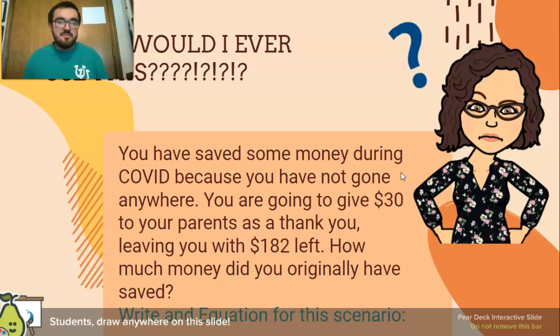Now what about this one? It says you have saved some money during COVID because you have not gone anywhere. You are going to give $30 to your parents as a thank you, leaving you with $182 left. How much money did you have originally saved? So again, we're writing an equation. We need a variable, we need some numbers, we need 30, we need 182. If you have $182 left, but you're going to give $30 to your parents as a thank you, what would that look like as an equation? So if you need to pause the video and think about that for a second, you can.